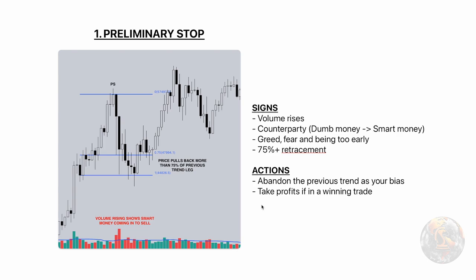So the signs of a preliminary stop: volume will rise more so than it was in the previous trend. It doesn't have to be huge, but as it trended up and you start to go into the PS, you should see a quick rise in volume, especially if it's on the downside. That shows that the trend, which before was moving around uninterrupted, is now seeing a little bit of selling, okay? Above average. You have your counterparty, dumb money, transferring to smart money. And that happens in 3 ways: through greed, fear, and by being too early.